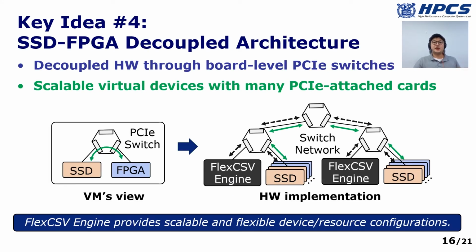Lastly, we introduce a decoupled computational storage architecture for scalable near storage processing with multiple PCIe-attached cards. To make the PCIe-attached devices interact with the FlexCSV engine through PCIe peer-to-peer communications, the host software allocates their queue pairs onto the FlexCSV engine's memory region. By doing so, the board-level PCIe switch network delivers their PCIe read and write transactions to the FlexCSV engine directly. As a result, FlexCSV can mitigate the performance bottleneck at a single FPGA or SSD by flexibly combining PCIe-attached cards in a server.